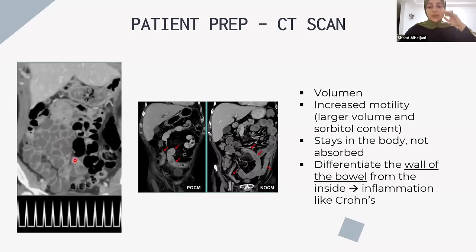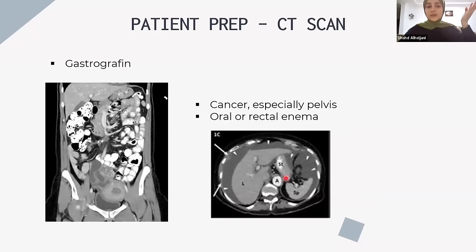So this will tell you if there's an inflammation. For example, if the patient has Crohn's disease, you can tell by using Volumen. So Volumen, keep in mind, it will differentiate the wall of the bowel. And this is useful in cases of inflammation, for example. Gastrografin is another contrast that you can give for the bowel. It's useful, especially for the pelvis. You can see cancers, for example. And it's given either oral or as rectal enema.